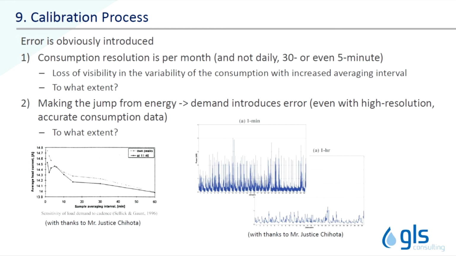It's a matter of taking the information that we have, which is the energy consumption, and using that to predict demand values. We know that we're introducing error, but the study question now is, how can we quantify the error that we introduce, and how can we compensate for it by means of calibration?